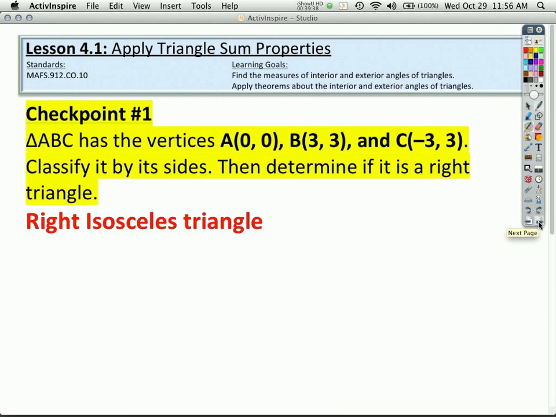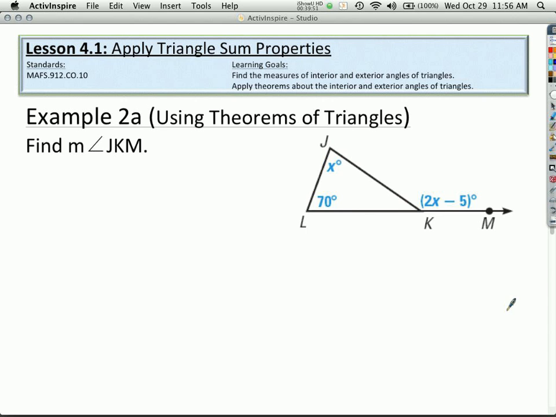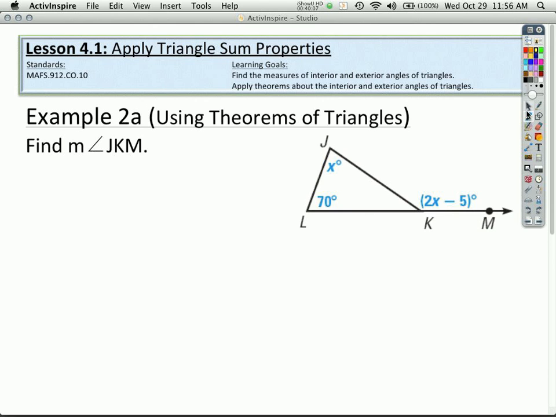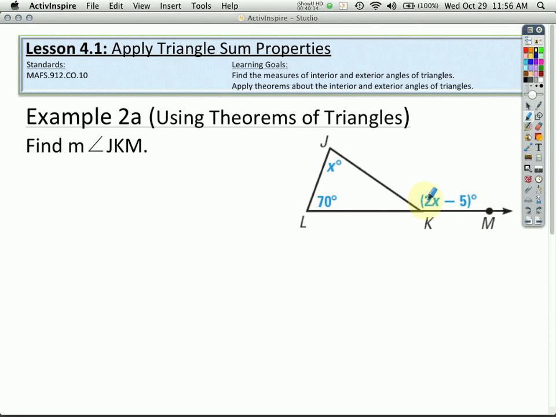Okay? Good. All right, so we're going to shift gears and use the theorems that we've learned. So example 2 has 2 parts. This is part A of example 2. And we have this diagram, which you can sketch pretty quickly. And we're asked to find the measure of JKM. We are asked to find the measure of that angle. So this angle right here.